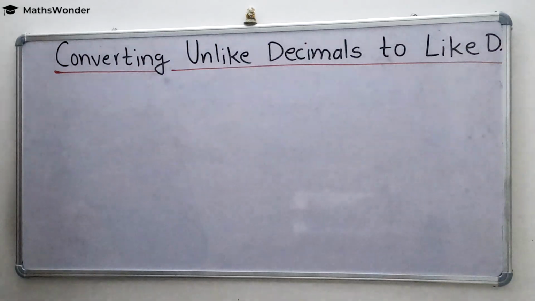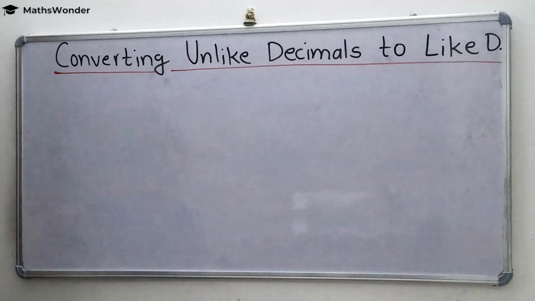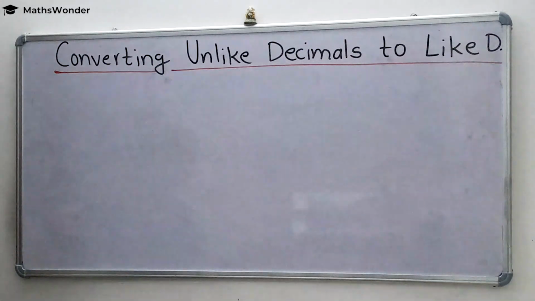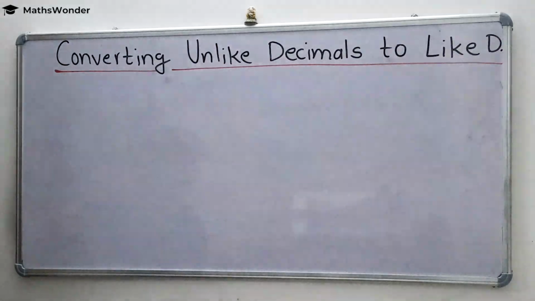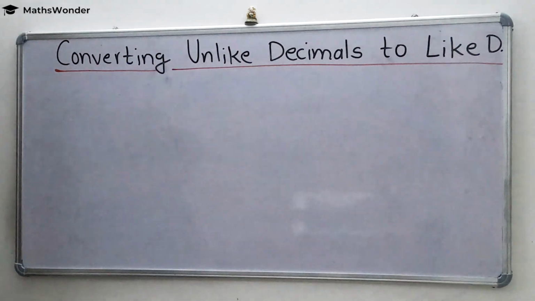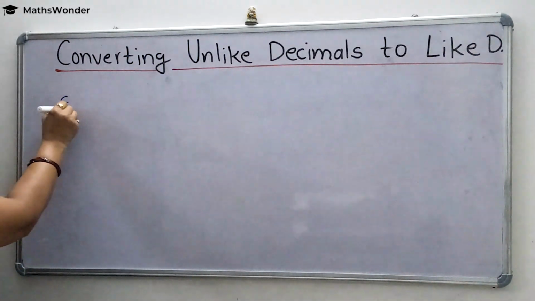The topic is converting unlike decimals to like decimals. We know that adding 0 to the extreme right of the decimal part does not change the value of the decimal number, as we have discussed in equivalent decimals. Therefore, an unlike decimal can be converted into a like decimal by adding 0 to the extreme right of the decimal part.